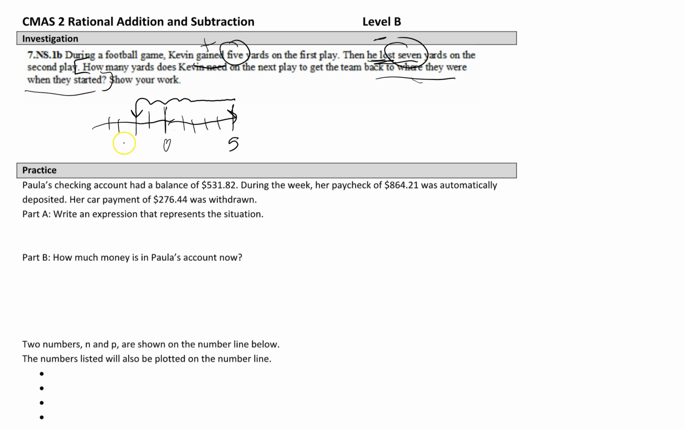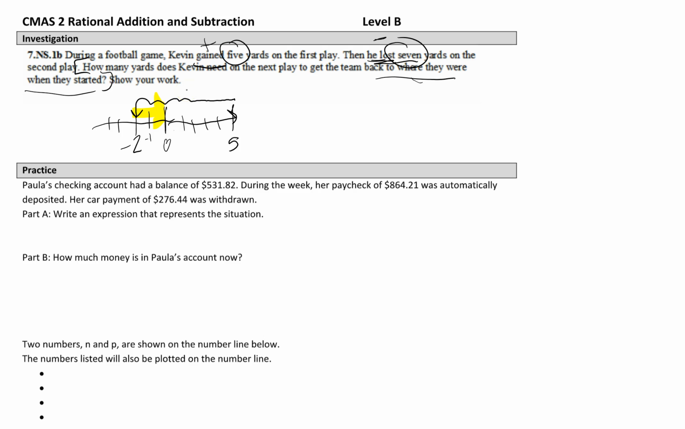So right now he's back here at, we can imagine these are the negatives, he's at -2. So if I want him to end up, let me get a different color, coming back to where he started, it looks like he needs to go 2 more spaces.